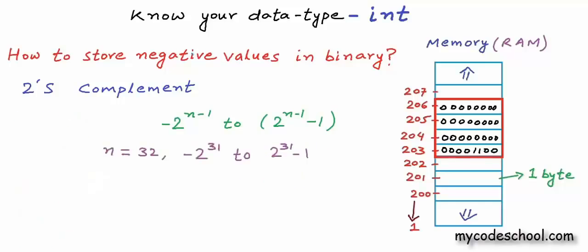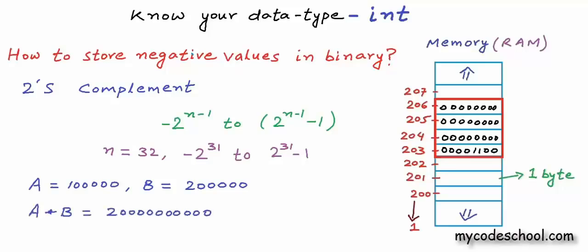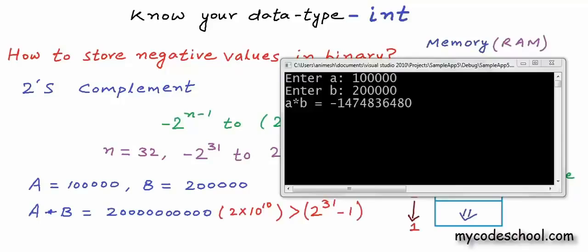Now with 32 bits we can have values from -2 to the power 31 to 2 to the power 31 minus 1. Albert was trying to multiply 100,000 and 200,000, and the product of these two numbers, which would be 2 into 10 to the power 10, is greater than the maximum value that we can store in 32 bits. If you remember, upon running the program we were getting this value.